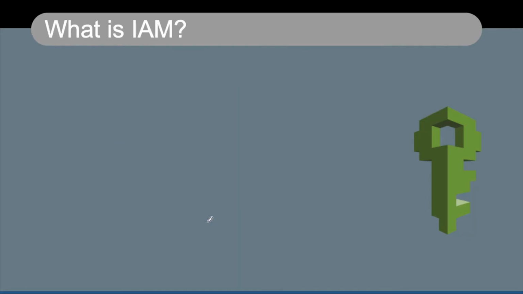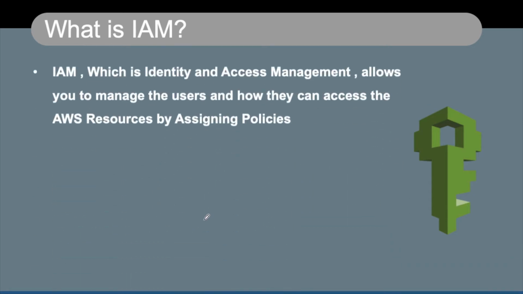Now let us understand what is IAM. IAM, Identity and Access Management, allows us to manage the users and how they can access the AWS resources by assigning something called policies. IAM is required to create various users, groups, roles and policies, and these policies are assigned to users, groups as well as roles so that they can work with your AWS resources. So they can create and manage AWS resources based on the policies assigned to them.